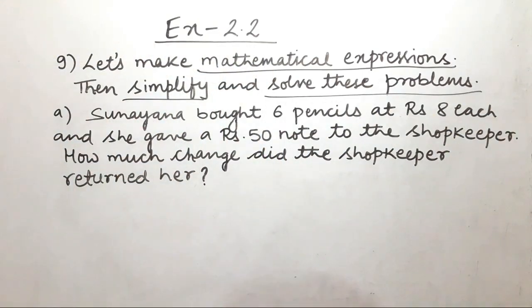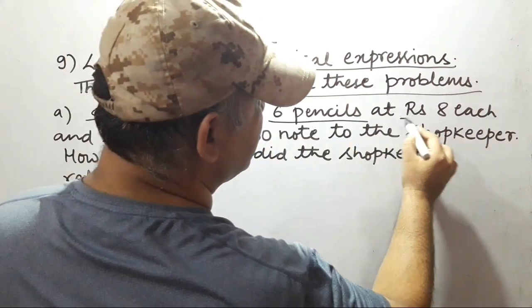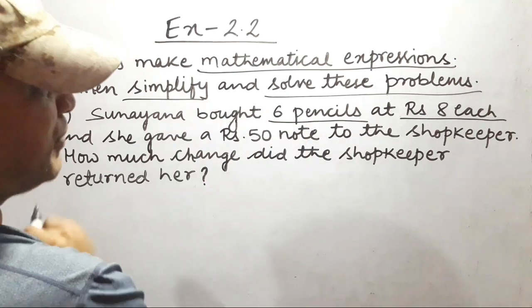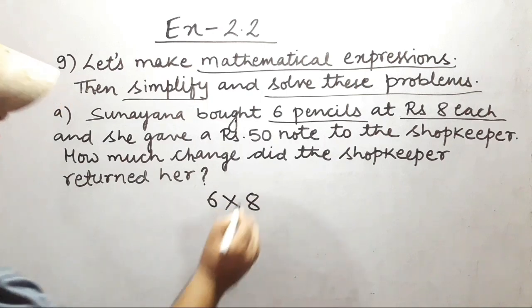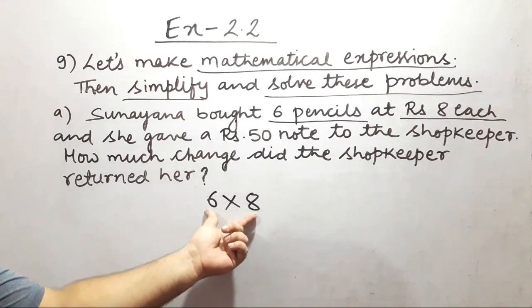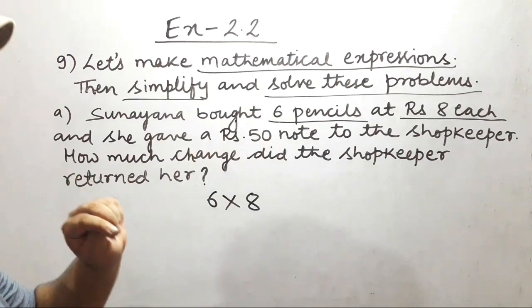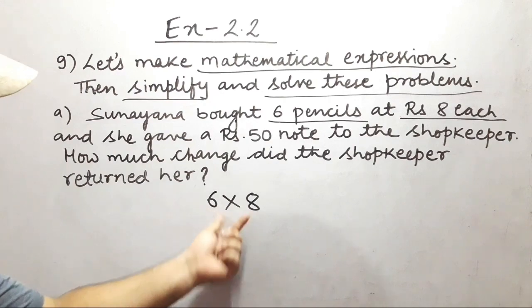Let's see. Sunaina bought 6 pencils at rupees 8 each. That is, the cost of one pencil is rupees 8. So what will be the cost of 6 pencils? It would be 6 into 8. Since one pencil costs rupees 8, the cost of 6 pencils would be 6 into 8.